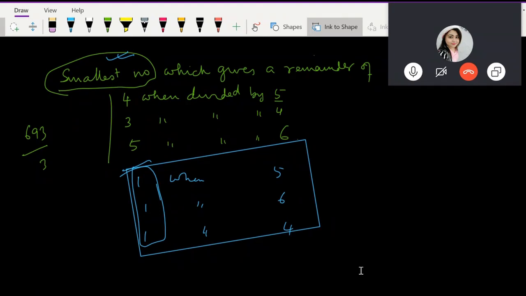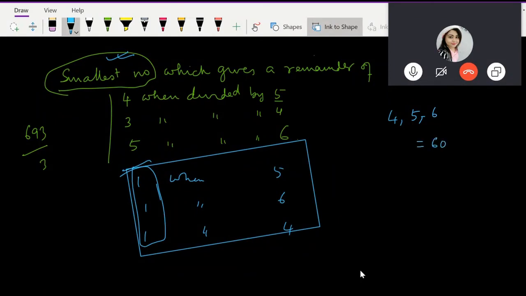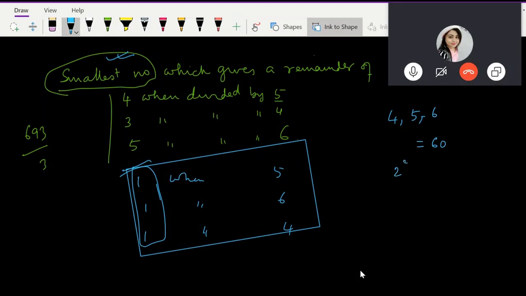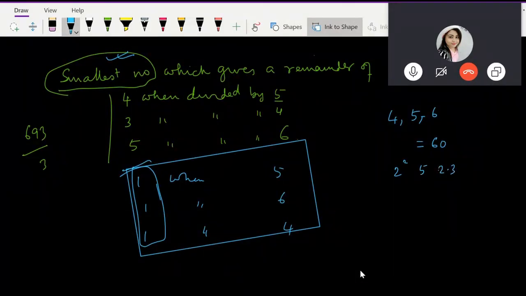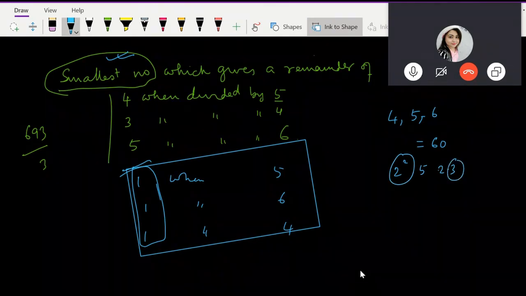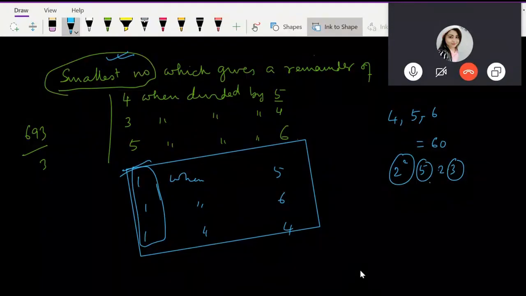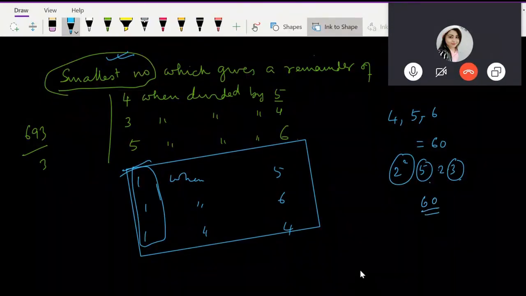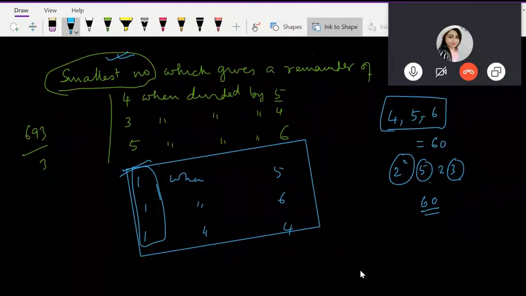So what is the smallest number which is exactly divisible by 4, 5, 6? This you all got. So this is 60. And how did you get 60? Because 4 is 2 square, this is 5, and this is 2 into 3, right? So I take the highest powers of all the factors. So 4 into 5 into 3, that is 60. This is how we found the smallest number which is divisible by 4, 5 and 6.